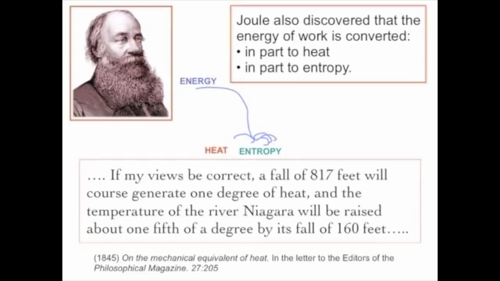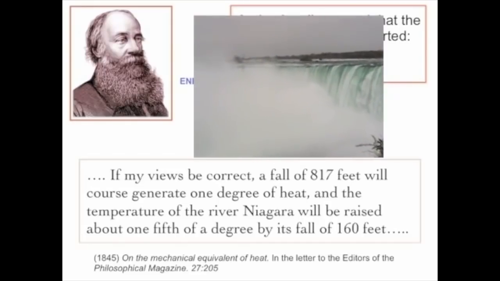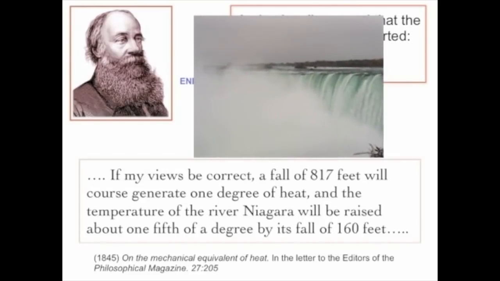Joule grew up in a family of brewers, and because of the exact precision that goes into making a really good batch of beer, Joule was really good at making measurements. And it's said that while he was on his honeymoon, he said, "If my views be correct, a fall of 817 feet will of course generate 1 degree of heat, and the temperature of the river Niagara will be raised 1/5 of a degree by its fall of 160 feet." Pretty romantic.